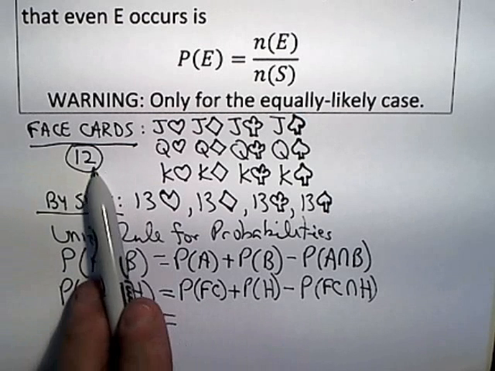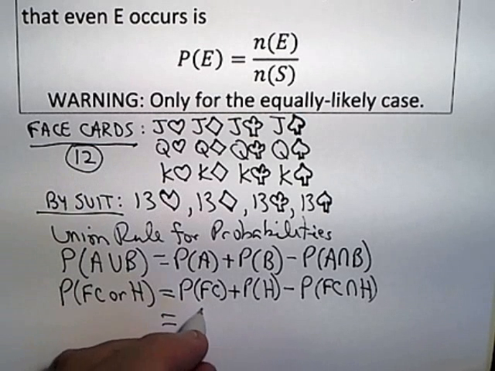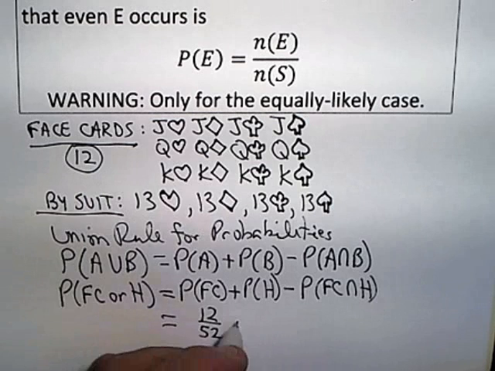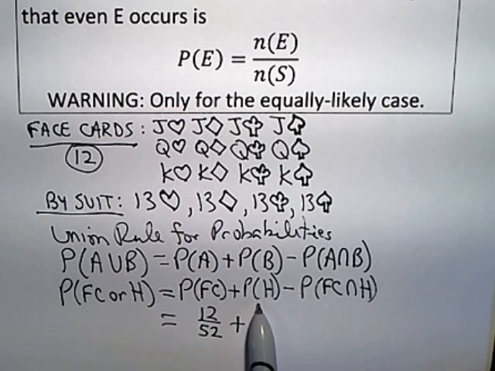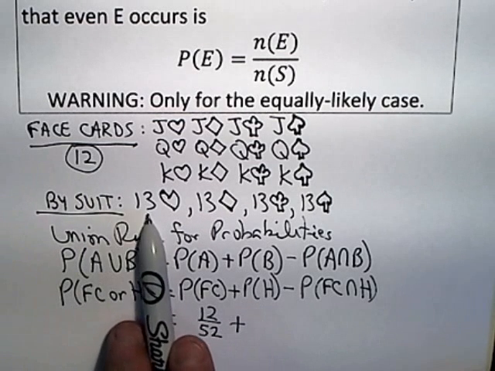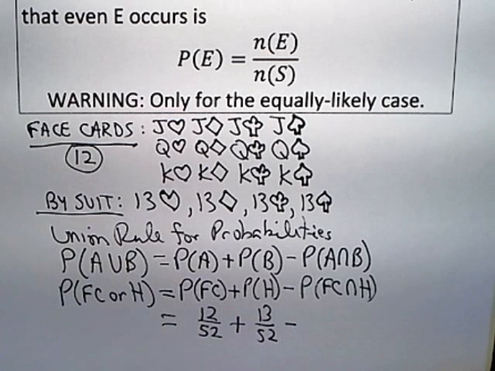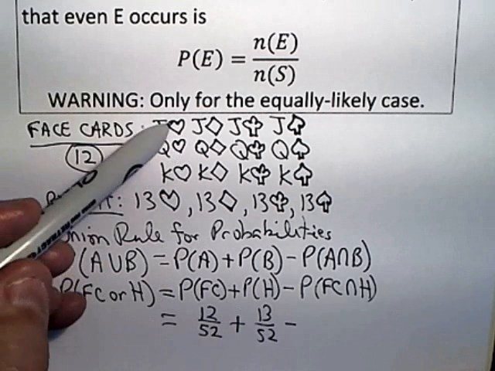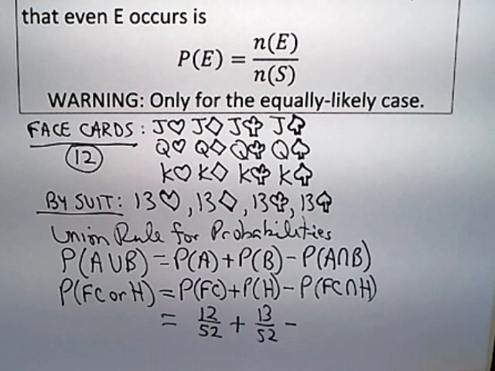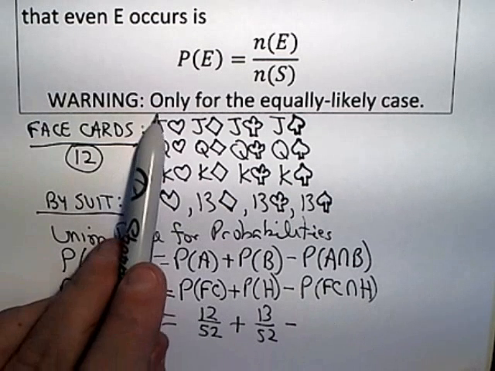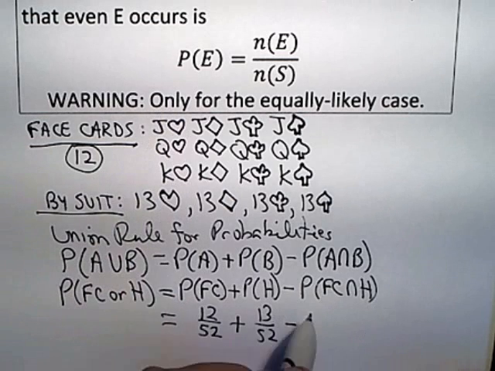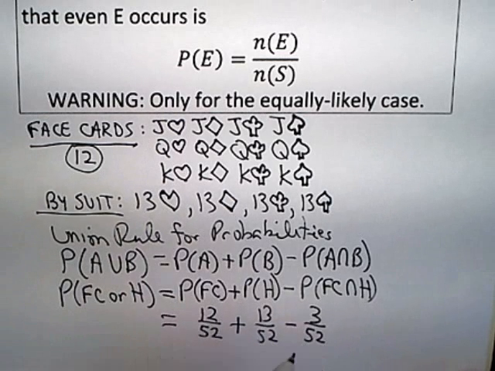So, the probability of a face card or heart is the probability of a face card, which is, well, there are 12 face cards out of a deck of 52 cards. That'd be 12 fifty-seconds, plus the probability of a heart. Well, there are 13 hearts out of 52 cards. That'd be 13 fifty-seconds, minus, now you got to figure out, well, are there any hearts that are also face cards? Well, there are 3 of them. So you've counted 3 of these things twice. So the probability of getting something as a face card and a heart is 3 out of 52.